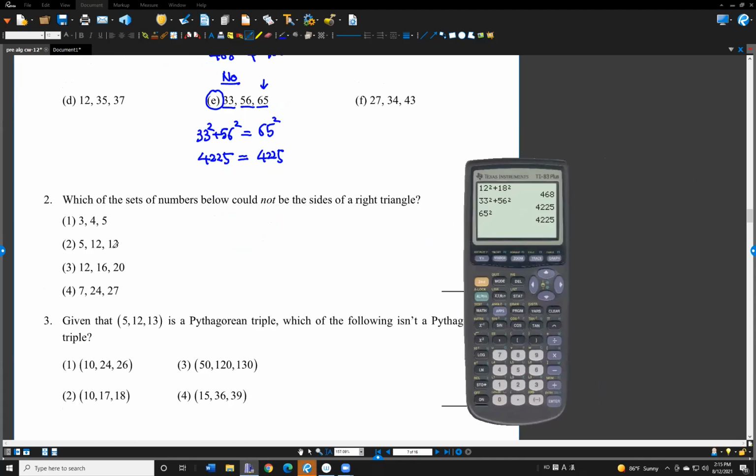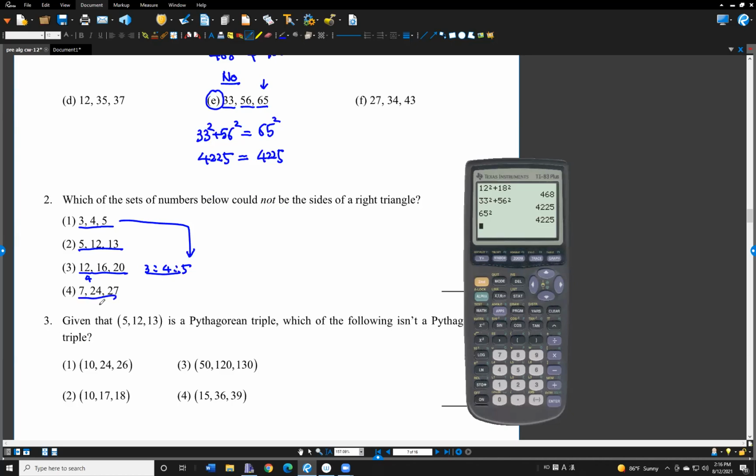Okay, we did this one, right? We already know that 3, 4, 5 is a Pythagorean triple. This one also is a Pythagorean triple. What about this one? You can divide by 4: 3, 4, 5, isn't it? This also belongs to the Pythagorean triple family.